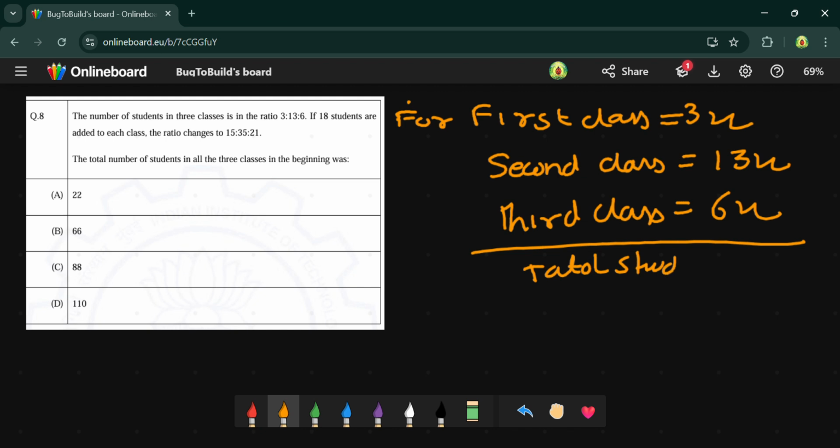So the total students, you just have to add them. The total students will be 3 plus 13 plus 6, which will be 22x. So to find the total students you just have to find the value of x. So let's find the value of x.